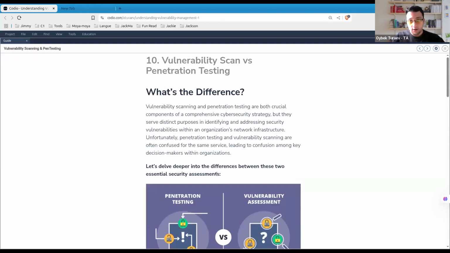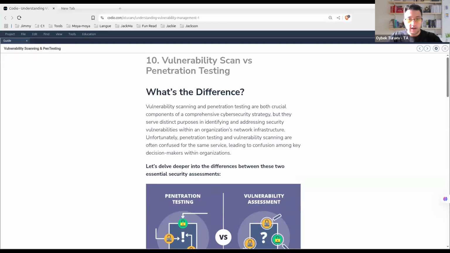So next, now it's time for vulnerability scan versus penetration testing. Before jumping to this discussion, let's hear what our initial feelings are regarding vulnerability management versus pen testing. Okay, what do you think? Let me know your initial thoughts, how they could be different. Are they different or the same? Anything that comes to your mind, just let me know.